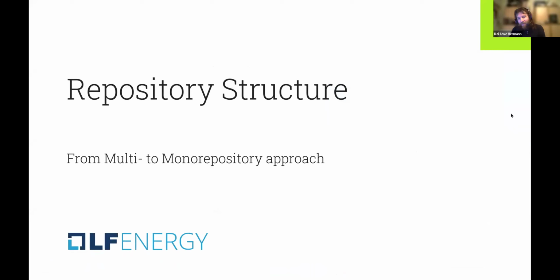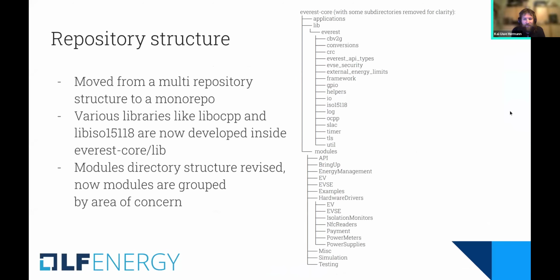Then, as Pete already mentioned earlier, we have decided to switch from a multi-repository to a mono-repository approach in the last couple of months, which basically means a lot of the functionality that was spread out over multiple repositories in the past, like libraries like libocpp and libISO15118, are now developed inside Everest core/lib. And on the right side, you can see an extract of this new structure.